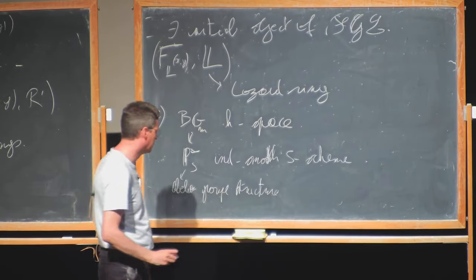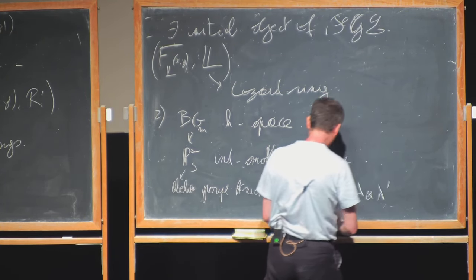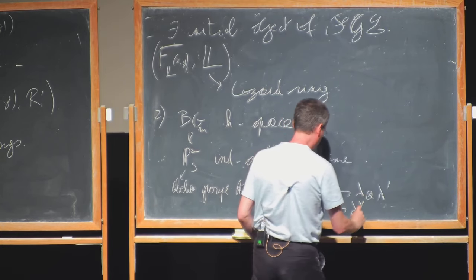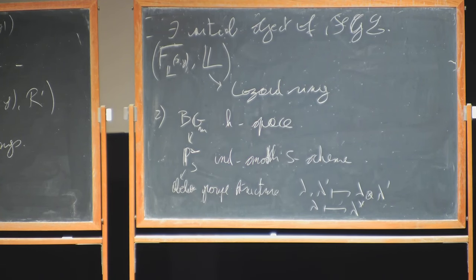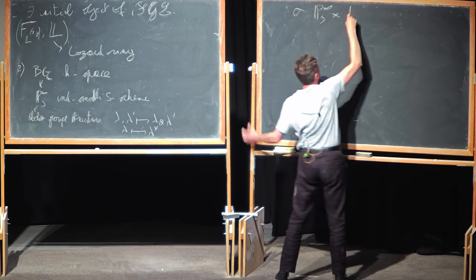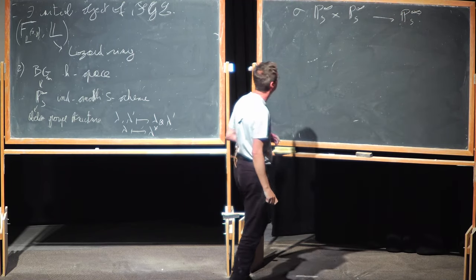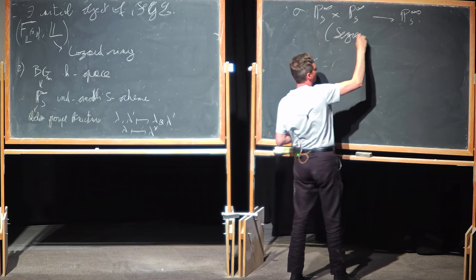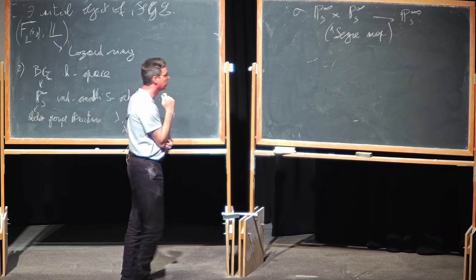In this category of smooth schemes, the map lambda, lambda prime goes to lambda tensor lambda prime, and the inverse is lambda goes to lambda dual. So this gives us a multiplication map sigma from P infinity of S times P infinity of S going to P infinity. It can be represented by the Segre map, but I will pass this detail. It's a colimit of Segre maps actually.